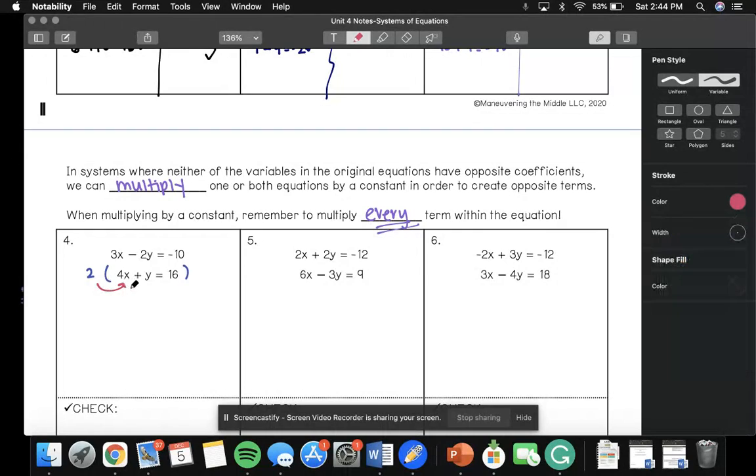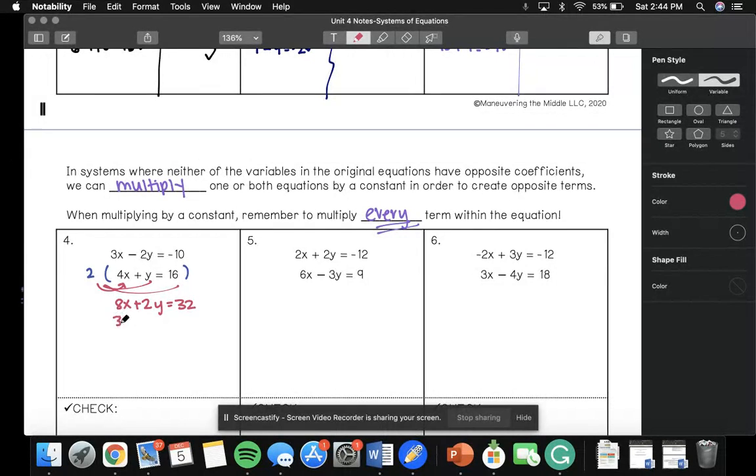So 2 times 4x is 8x. Okay. 2 times y is 2y. And 2 times 16 is 32. Just have to remember you multiply every single thing by 2. So now this is an equivalent equation.